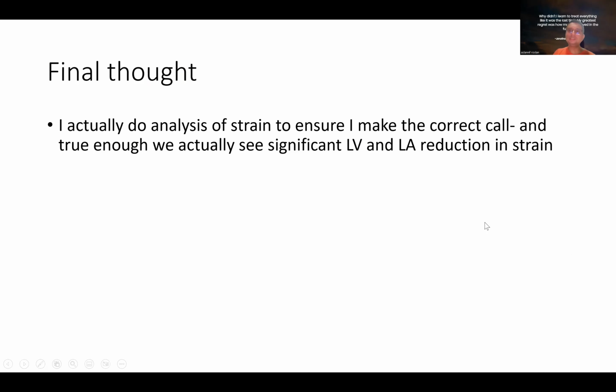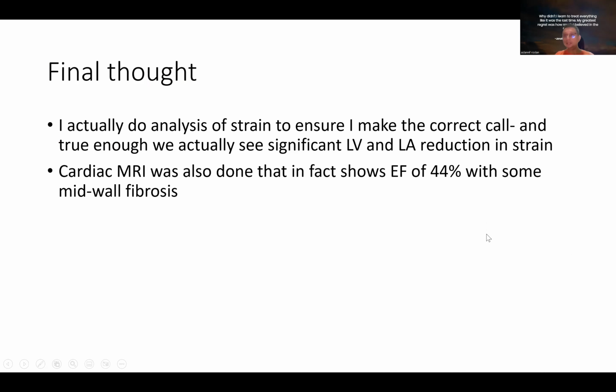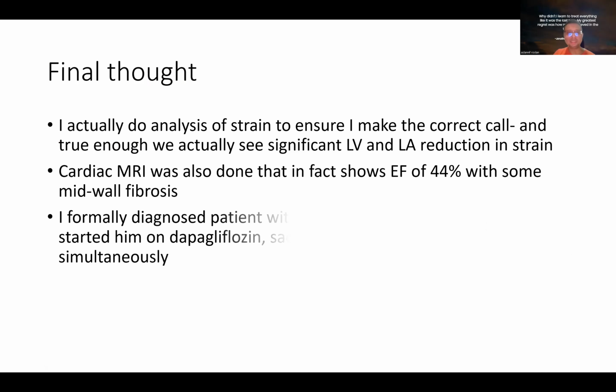If you don't have strain, don't be shy to do cardiac MRI, because that can also be very, very helpful to you, because the EF that you get in cardiac MRI is very accurate. And in this patient, we also did cardiac MRI, and the EF is actually low at 44% with some mid-wall fibrosis.